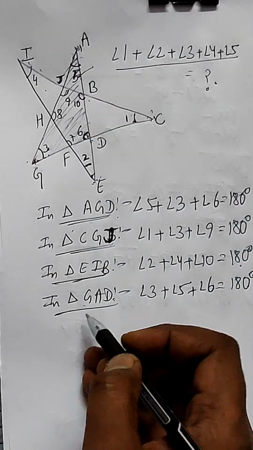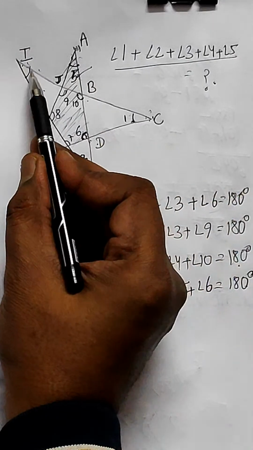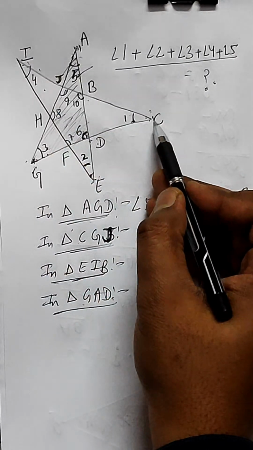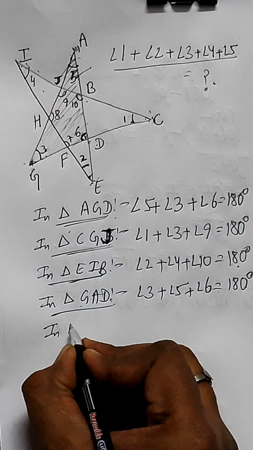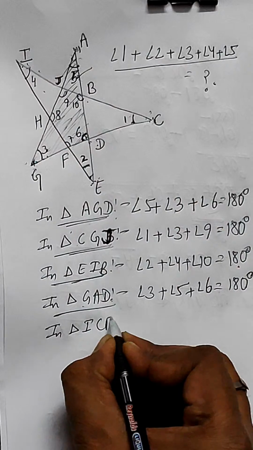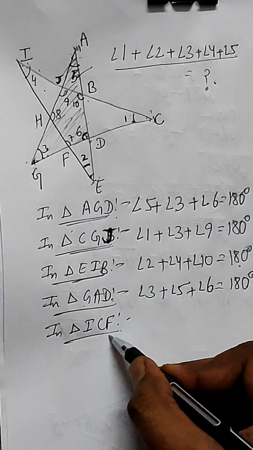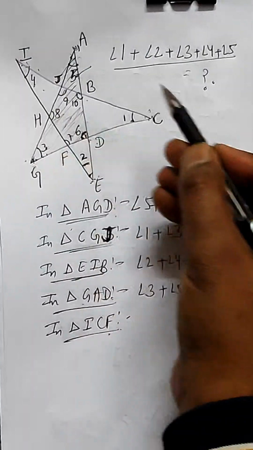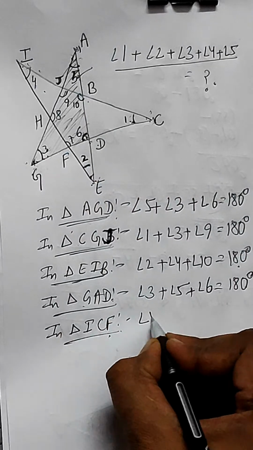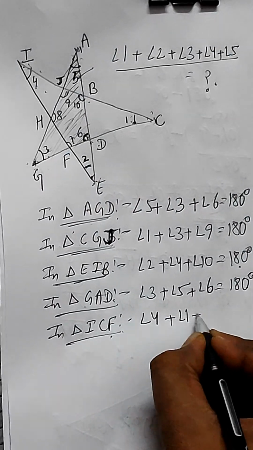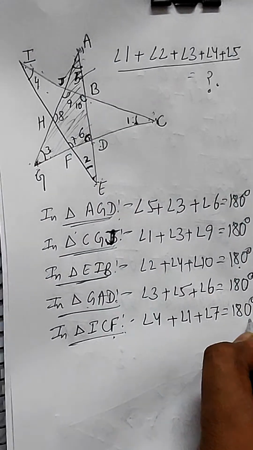Fine. Now take the triangle starting from I. In triangle ICF, what happens? In triangle ICF, angle 4 plus angle 1 plus angle 7 is equal to 180 degrees. Isn't it?